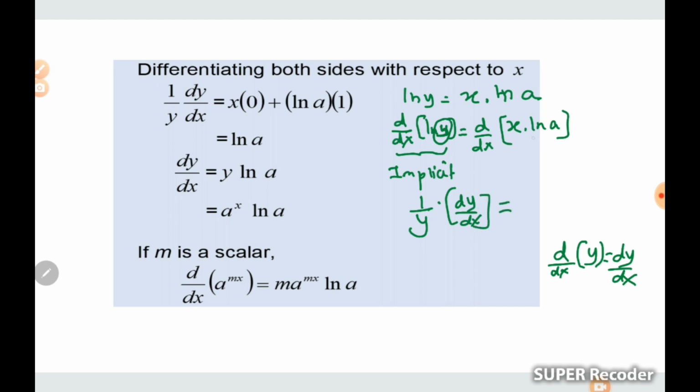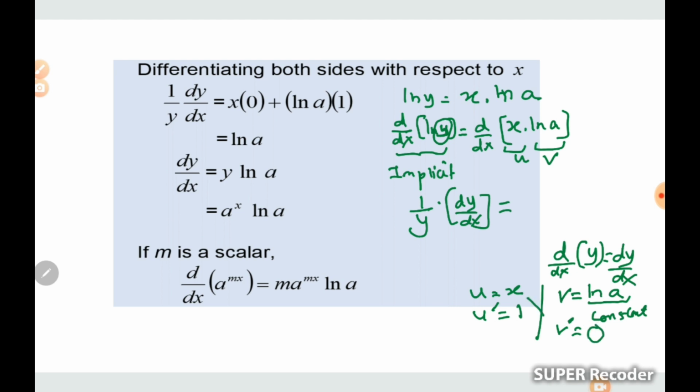On the right side, you can solve by letting x be u and ln a be v. Okay, u equals x, so u prime equals differentiate x, which is 1. Then what is v? v equals ln a. Please take note that ln a here is a constant. There is no x here. ln a is a constant. So what is v prime? Differentiate a constant, 0.